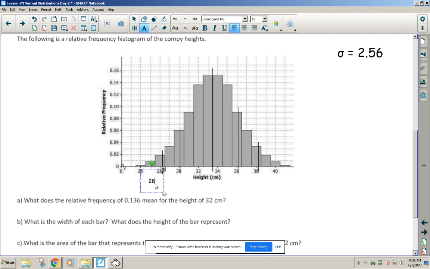So this one was 28.38, and this one here was 30.94. Here's my mean, which was 33.5, and then my mean plus the standard deviation was 36.06, and then I have 38.62.